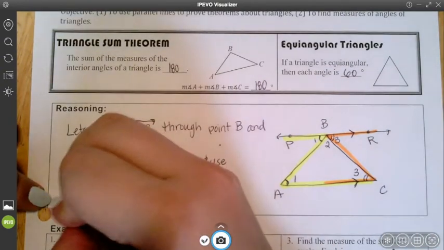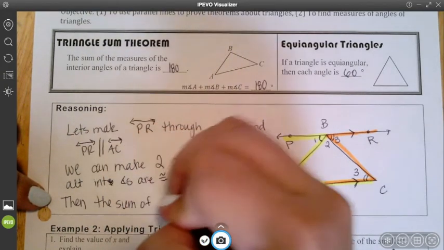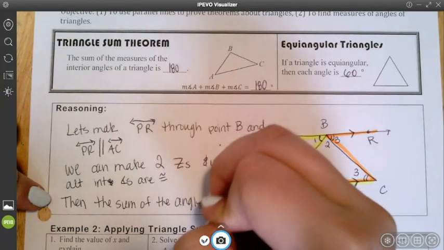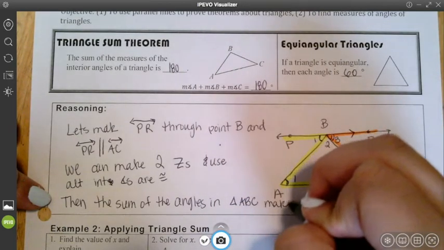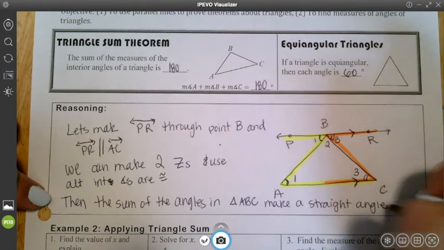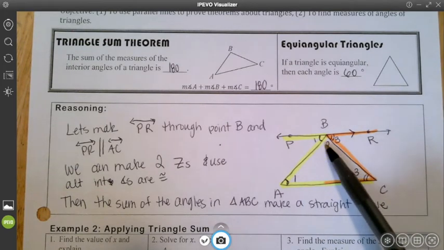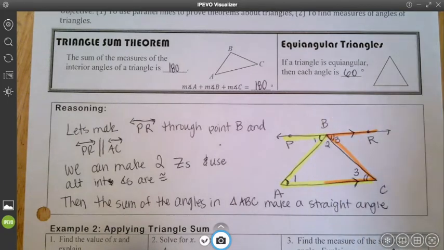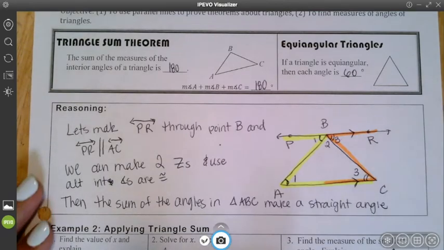And now we can see the sum of the angles in triangle ABC make a straight angle. Right? If we take angle 1 plus angle 2 plus angle 3, that makes a straight angle. So that's an informal proof of the triangle sum theorem. Let's do some examples.